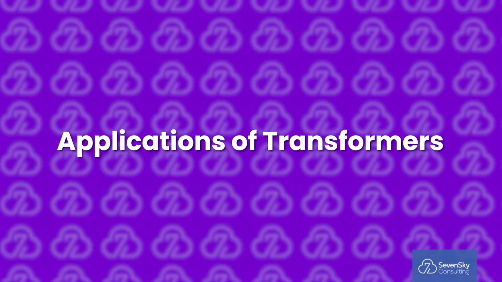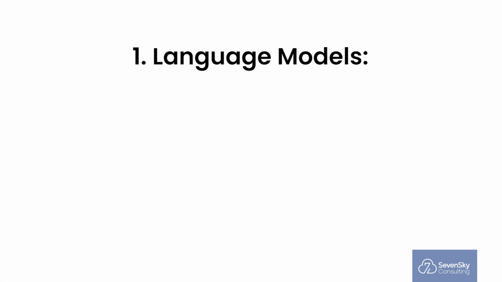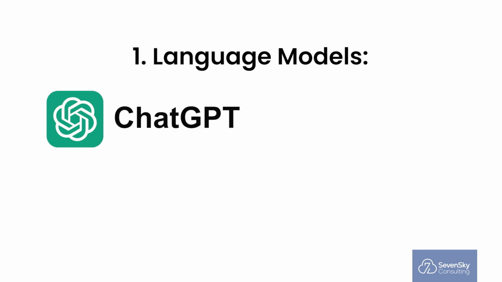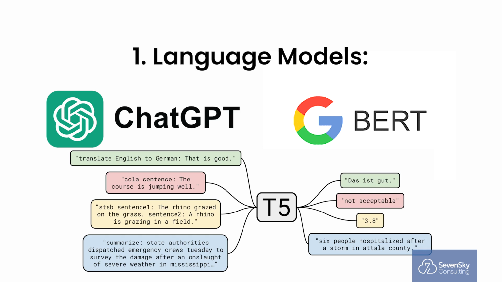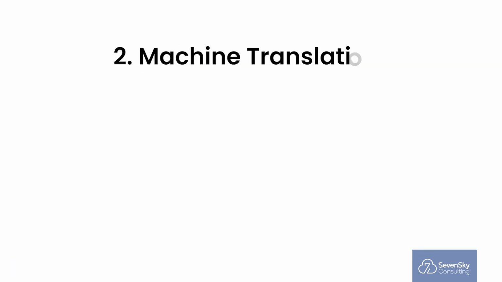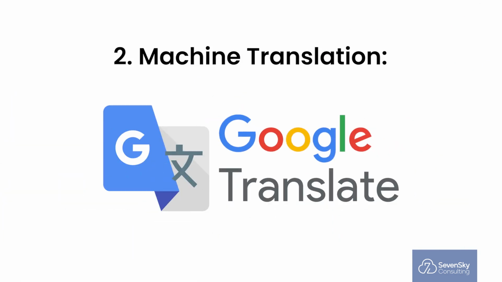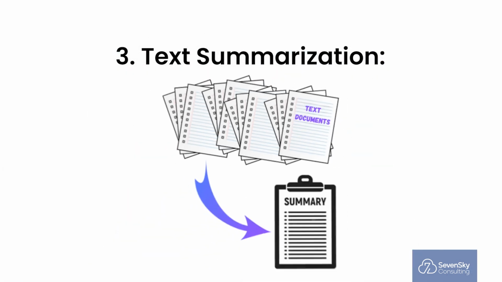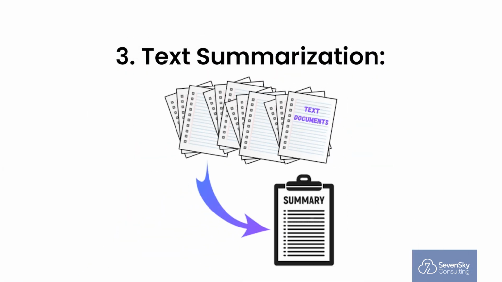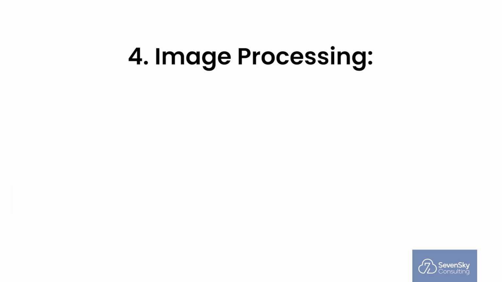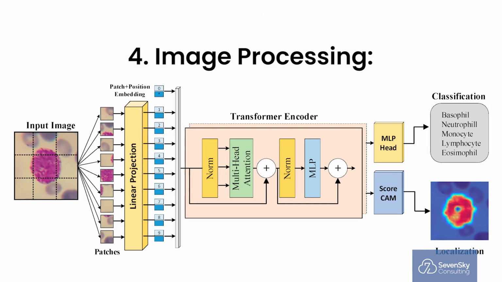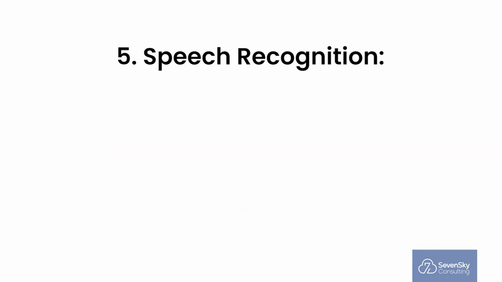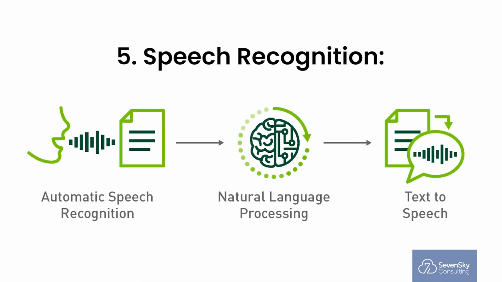Applications of transformers. 1. Language models: GPT, Generative Pre-trained Transformer; BERT, Bidirectional Encoder Representations from Transformers; T5. 2. Machine translation: Google Translate uses transformer models. 3. Text summarization: summarizing long articles or documents. 4. Image processing: vision transformers, ViT. 5. Speech recognition: transcription of audio data.